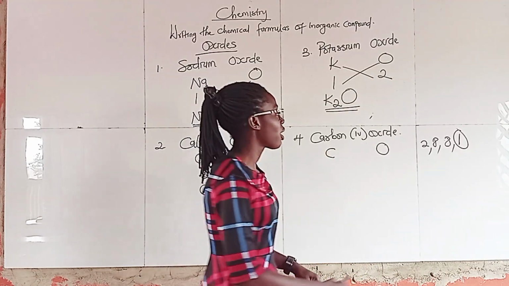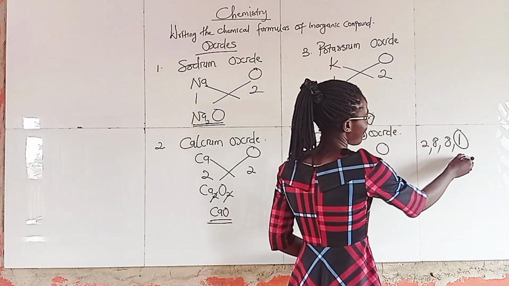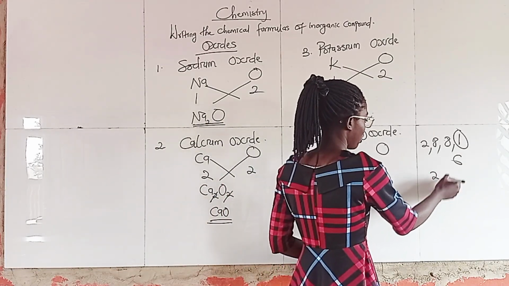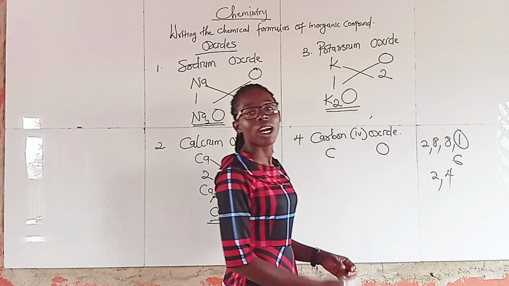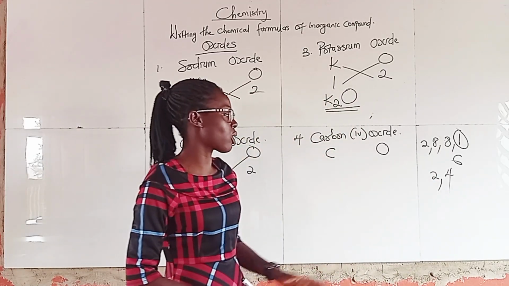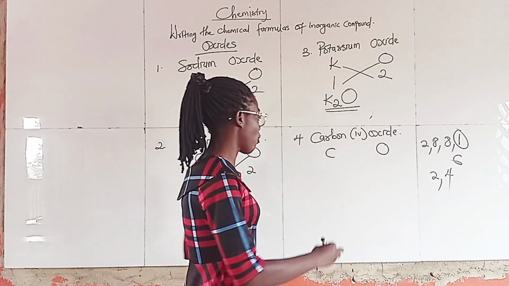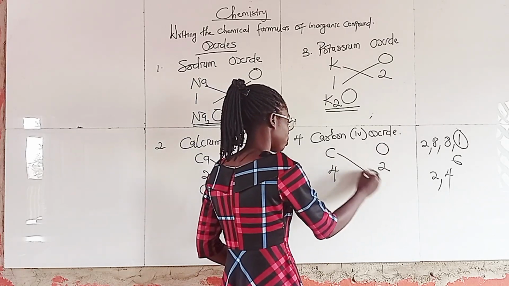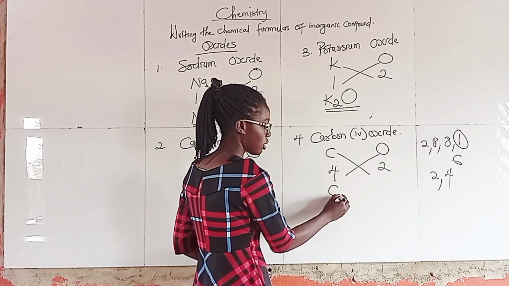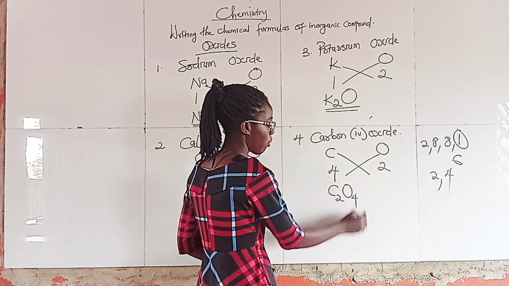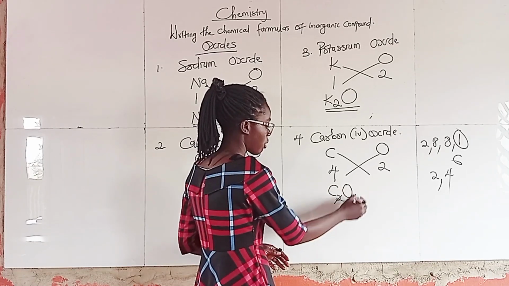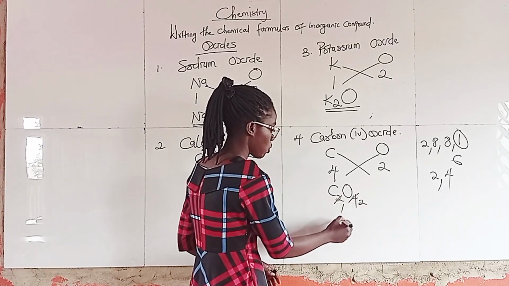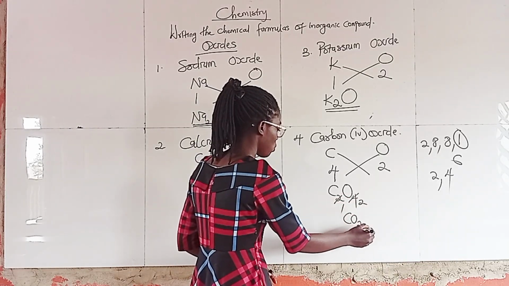4. Carbon has 6 electrons. The first shell we have 2, and then the second one we have 4. Carbon needs an extra 4 electrons to attain stability. So the 4 is equal to its valency, and then oxygen 2. We have C2, then O4. 2 can divide itself to give us 1, then into 4 to give us 2. So we have CO2.